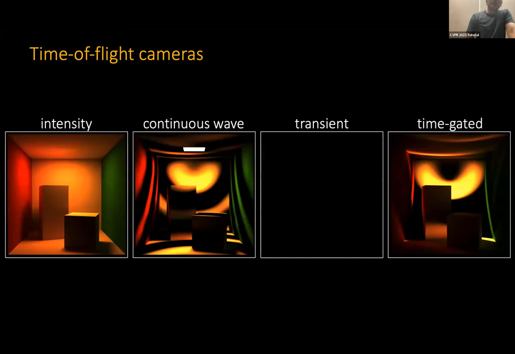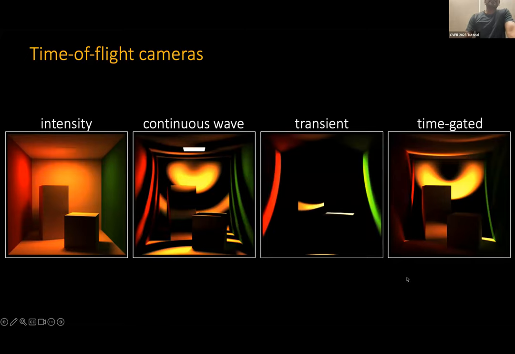A continuous wave time of flight camera, such as the one that is found in your Xbox, is going to weigh the light paths with a sinusoidal weight before summing them up. So it's going to take all the light paths, take their optical path lengths, weigh these light paths' contributions with a sinusoidal weight on the path length, and then sum them up. That's how a continuous wave time of flight camera works.